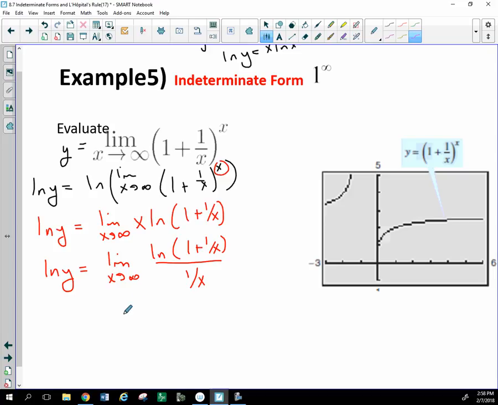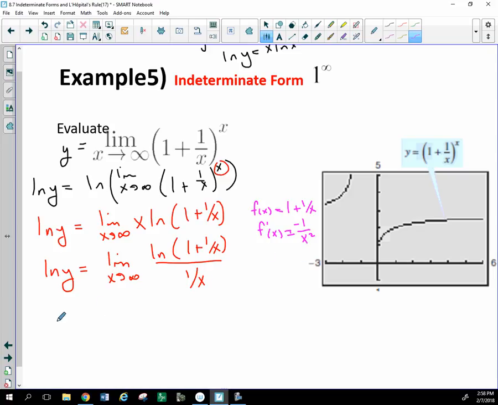Now, if we apply L'Hopital's rule to this, I'm going to take the derivative. I'll write over here, what if my f of x was 1 plus 1 over x? If I take the derivative of that, I get negative 1 over x squared. That's what I get when I take the derivative of that. It's also the same as if I take the derivative of 1 over x, I get that.